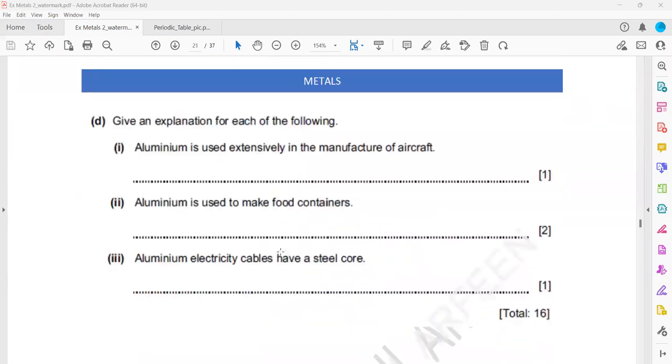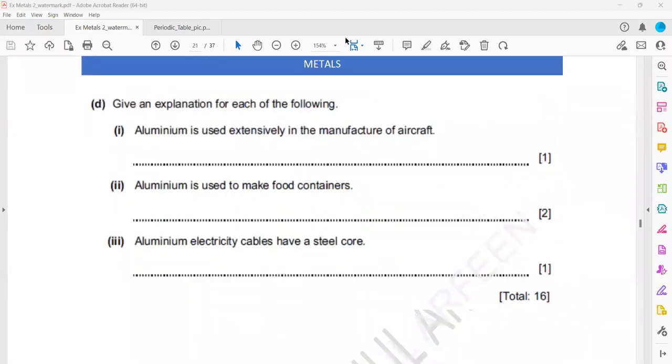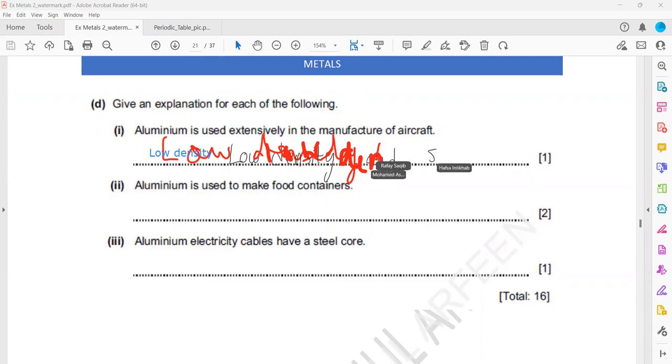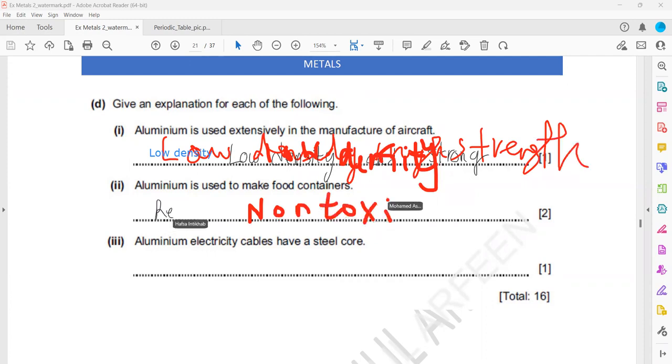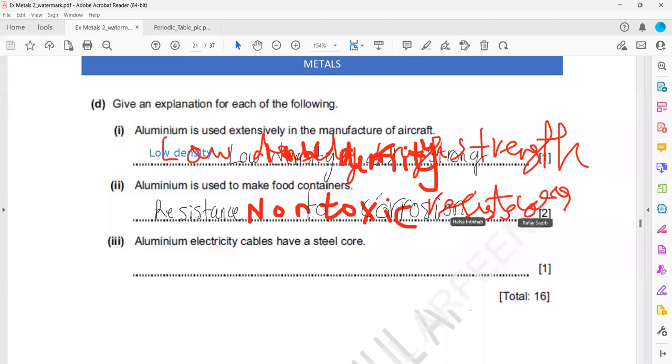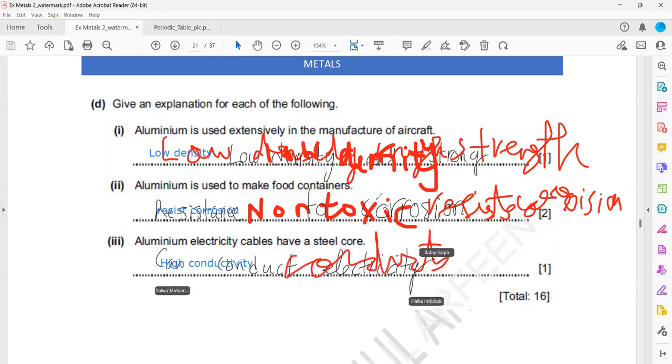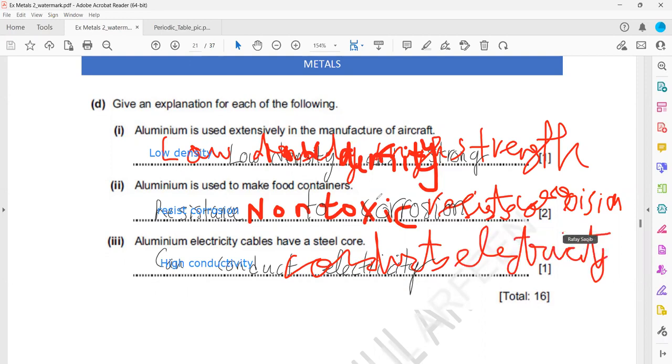The next page, I'll quickly move on because about a minute is left. Give an explanation of each of the following. Aluminium is used extensively in manufacturing aircraft. What is the reason we use it for aircraft bodies? Low density and strong, you can mention strong as well, and resist corrosion. Non-toxic is not the right term; it should be resist corrosion. Toxic is usually used for compounds and substances which are formed rather than for a metal. And high conductivity. So low density, strength, resistance to corrosion or high conductivity. That's why aluminium can be used for these uses.